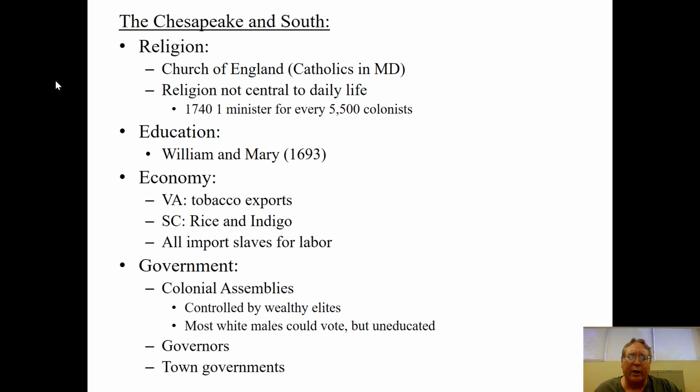Compare that to what's going on in New England. 1636, they start Harvard in Boston, and they started their colony in 1630. So it doesn't take them long to say, hey, we need education, we want education, we're going to pay for education. Much different in the southern colonies. Their focus is on getting land, getting labor, growing cash crops, making money, buy more land, buy more labor, and just keep repeating the process.